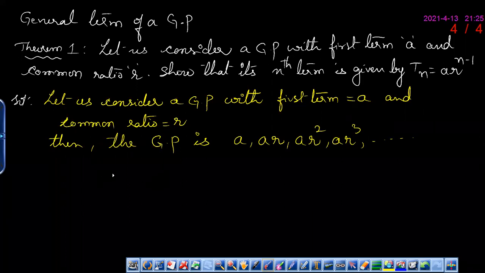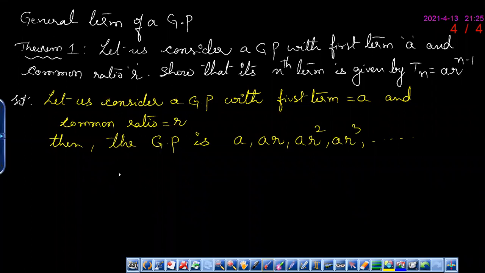AR square, AR cube, AR to the power 3, and so on, right? AR to the power n minus 1. So let us write. Let us see, in this geometric progression, we have the first term. First term is T1.